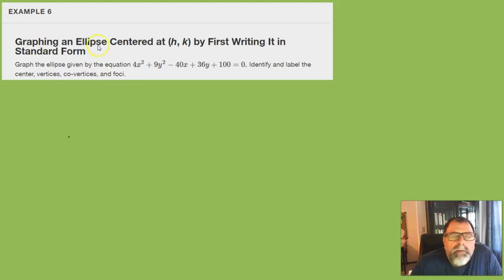Example 6, graphing an ellipse centered at h, k by first writing it in standard form. So we have to rewrite this in standard form. So what you do is you have to put the x squared x term together. So I'm just going to rearrange this, and then put the y squared y term together.